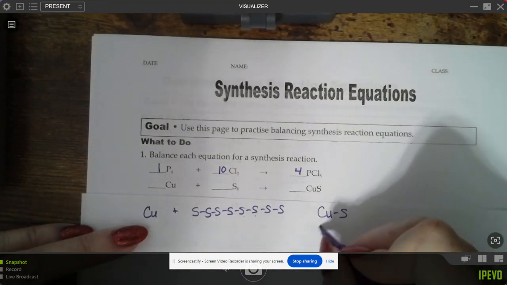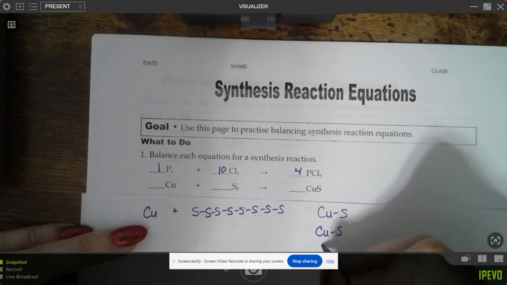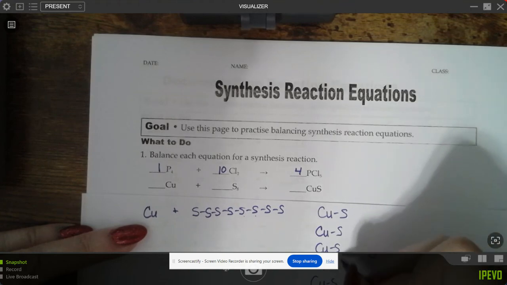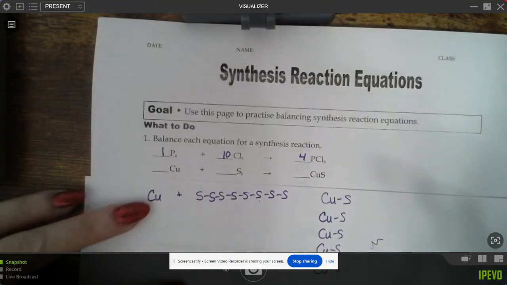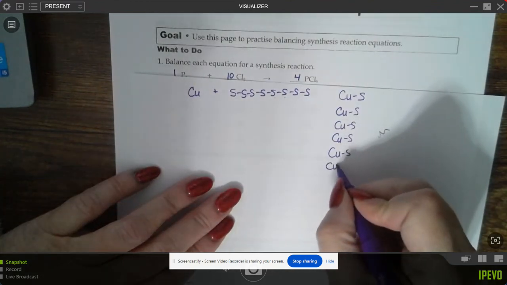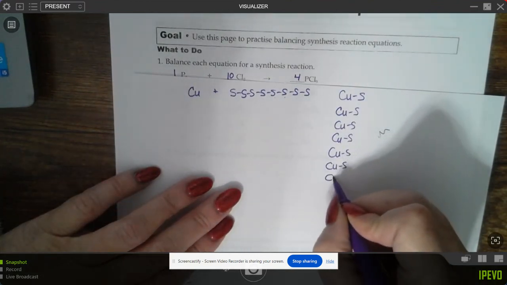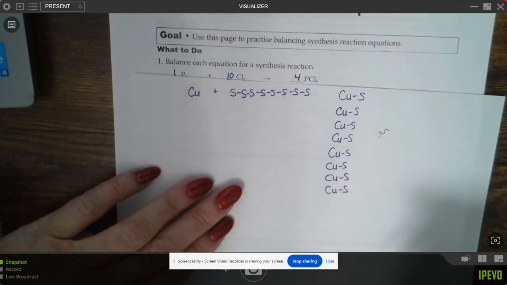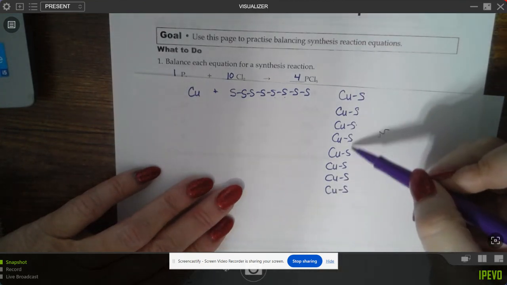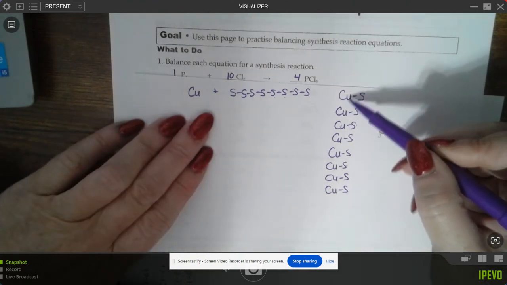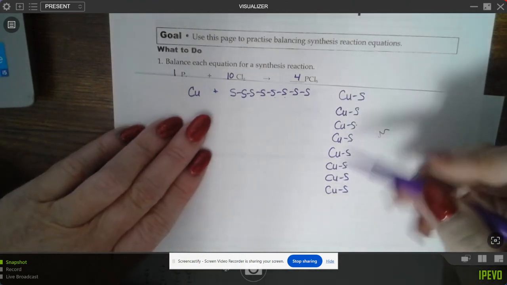So what I need is 8 of these, because each one of them gives me a copper. 1, 2, 3, 4, 5, 6, 7, 8. All right. So now I've got 8 sulfur. I've now got 1, 2, 3, 4, 5, 6, 7, 8 copper.